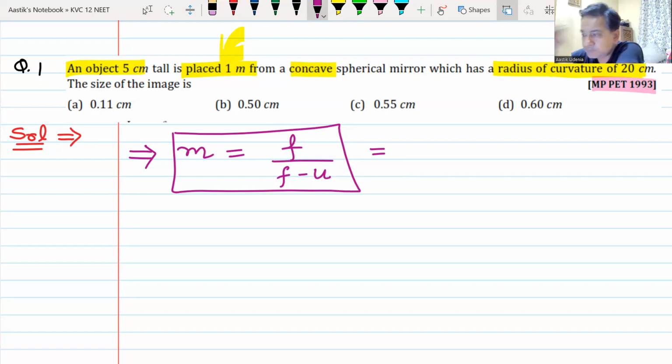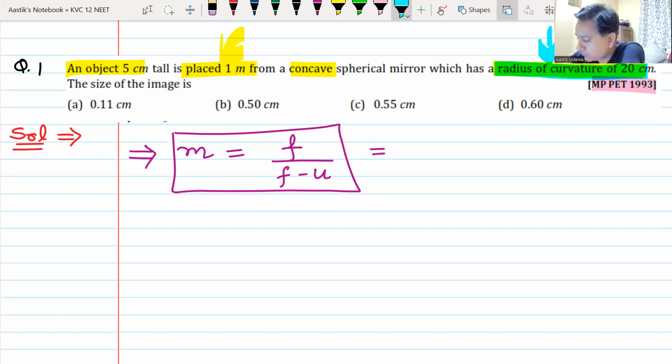20 centimeters. What is this 20 centimeters, my dear friends? What is this 20 centimeters? Open your eyes and the universe is beautiful. What is this 20 centimeters? Radius of curvature. So what is the focal length, my dear friends?